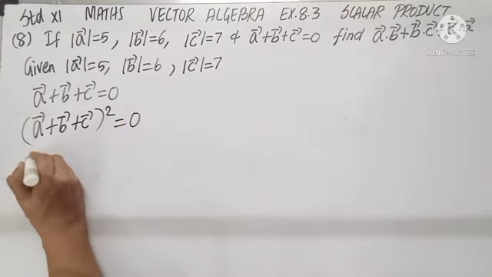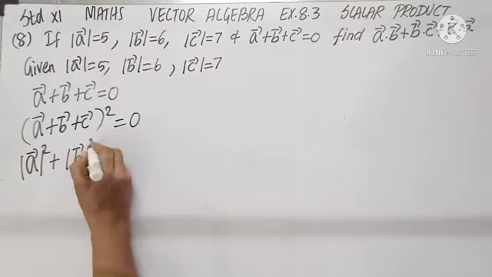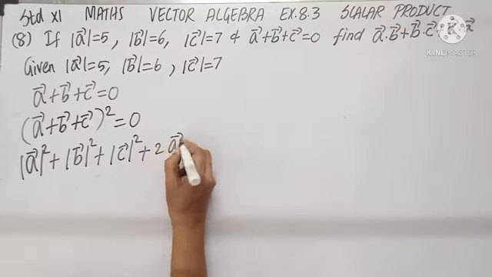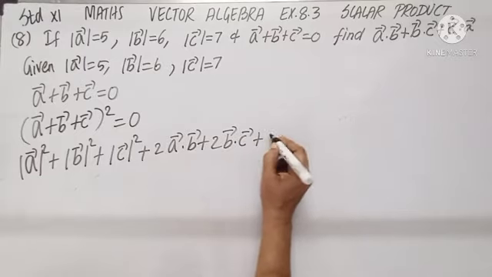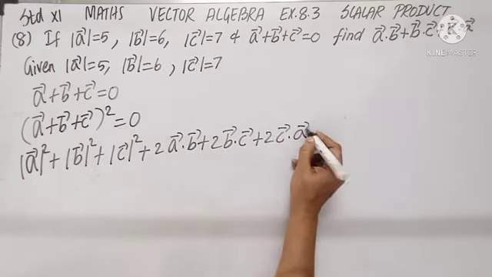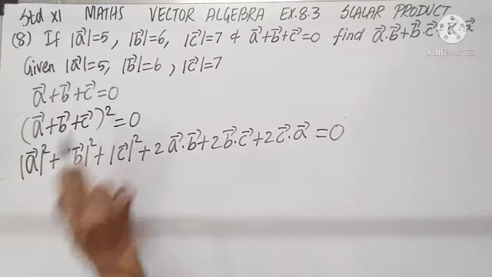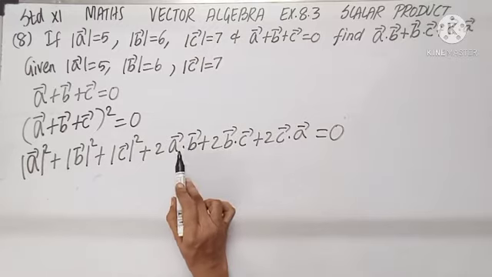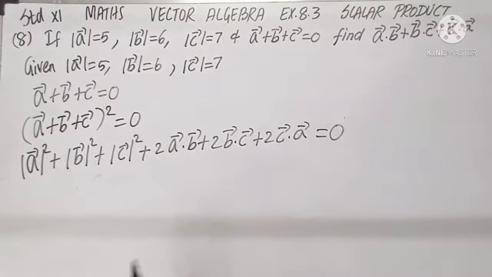As I square, remember the formula A square plus B square plus C square plus 2A dot B plus 2B dot C plus 2C dot A equals to 0. So this is A plus B plus C the whole square, but we shouldn't be writing AB, rather A dot B, B dot C and C dot A.